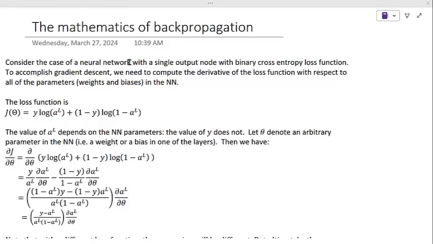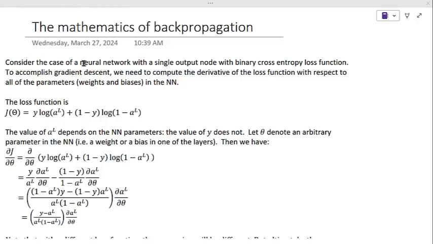This treatment is somewhat more mathematical than the treatment in the PowerPoint slides from Professor Kaziaskar's series. But this goes into the details of how backpropagation is derived mathematically.